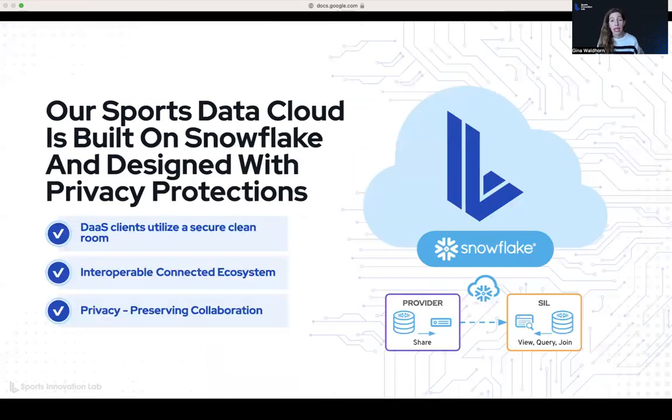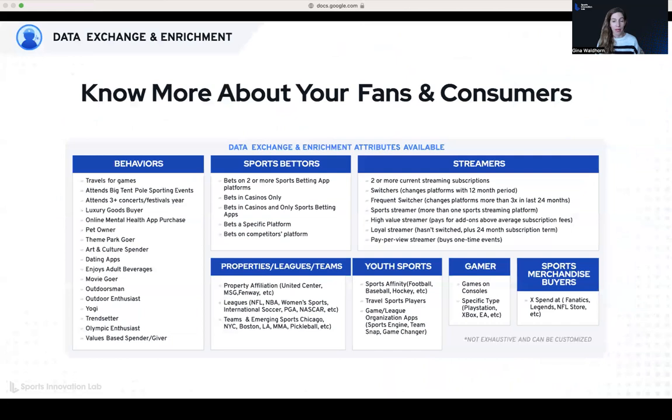We do all of this data matching with our partners at Snowflake. We use secure clean rooms. We have a connected ecosystem that upholds the strictest privacy policies that are compliant with CCPA, GDPR. So we're eager to chat with you if enriching your own data through our data set is something that you're interested in. And that ultimately will allow you to kind of shop from across our available attributes.